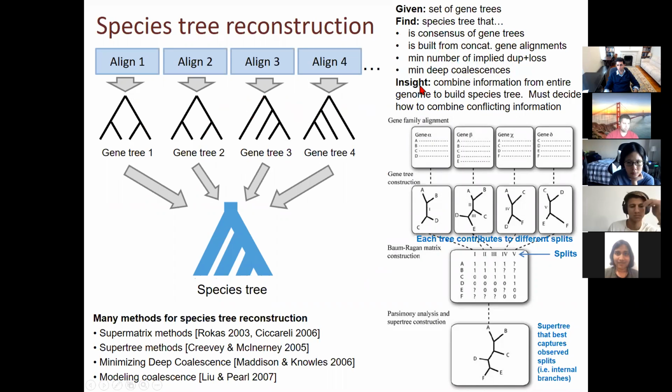And the key insight is that we're going to be wanting to combine information from the entire genome to build a species tree, and therefore we must decide how to combine conflicting information. So again, we can align any one gene family at a time and then build a gene tree for those, and then start asking how many splits there are between every branch and every internal branch.